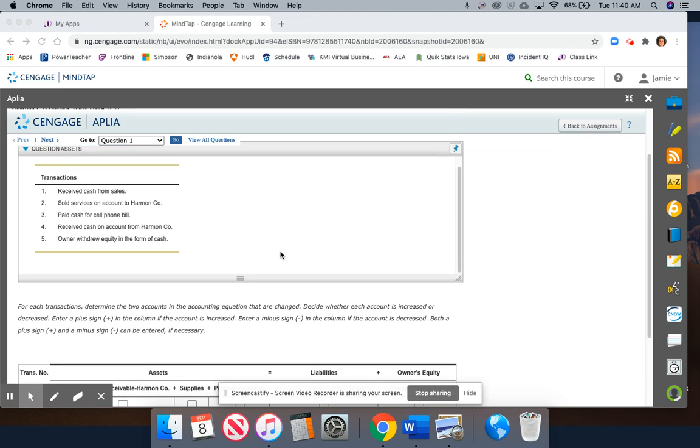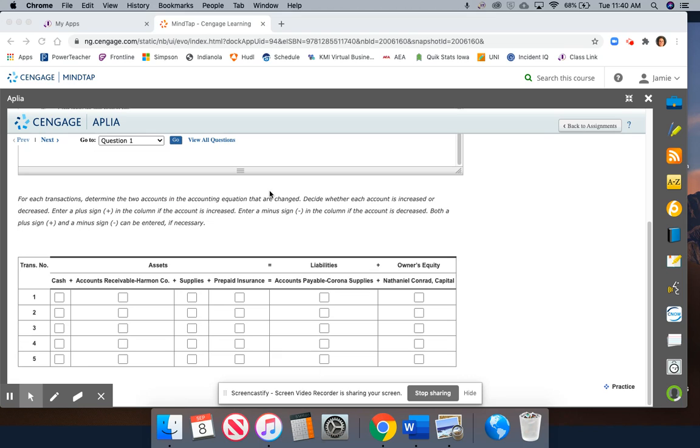So transaction number 1, it says we received cash from sales. The 2 accounts that are going to be affected would be cash and owner's equity. If we received cash, just like if I get a birthday card with money and I put it in my savings account, the value of cash in my savings account is going to increase when I receive cash. We're also going to increase the value of our company. Anytime we have sales, sales is revenue, one of the 4 ways we can affect owner's equity. Revenue increases the value of the company.